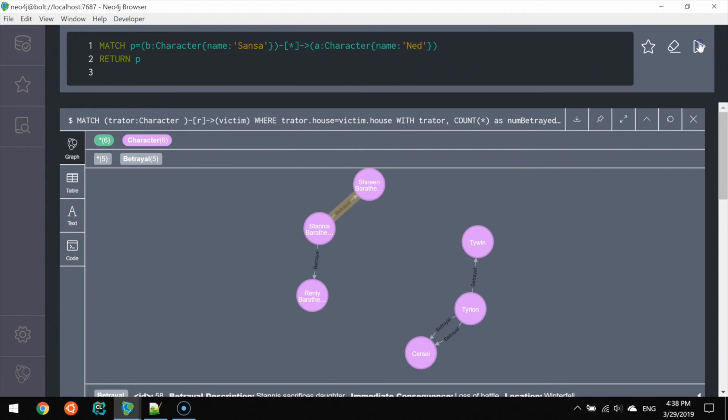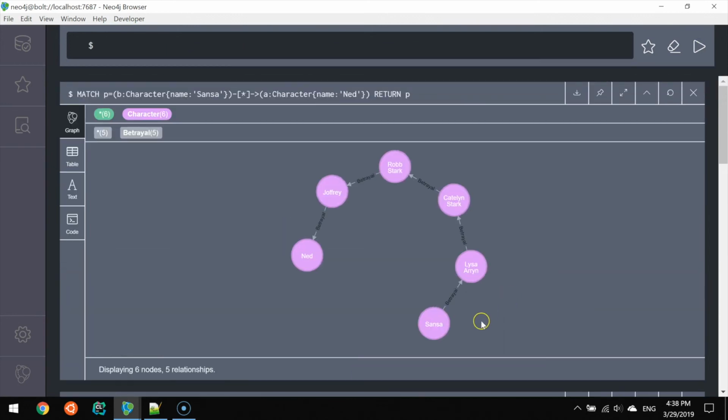So if we run this command, we can see that we get a chain of betrayals. Let's look at them. Sansa betrayed Lysa Arryn, who betrayed Catelyn Stark, who betrayed Robb Stark, who betrayed Joffrey, who betrayed Ned Stark.